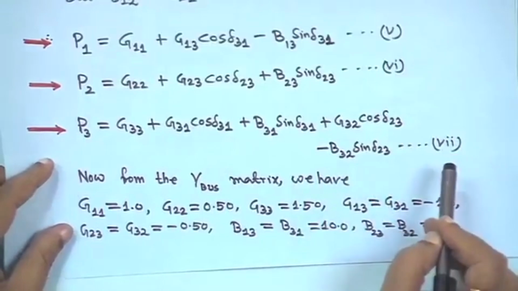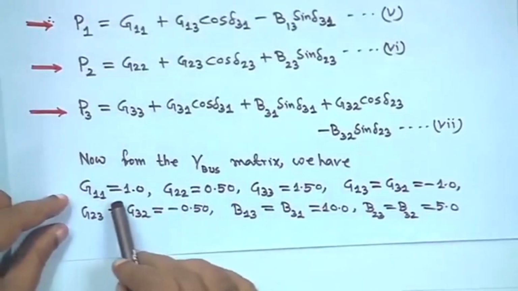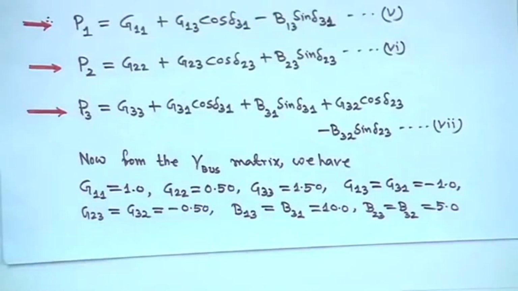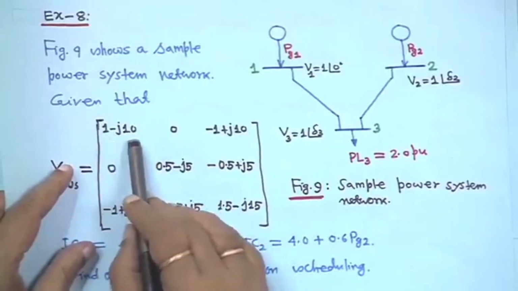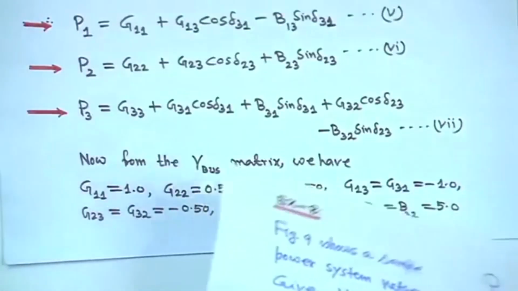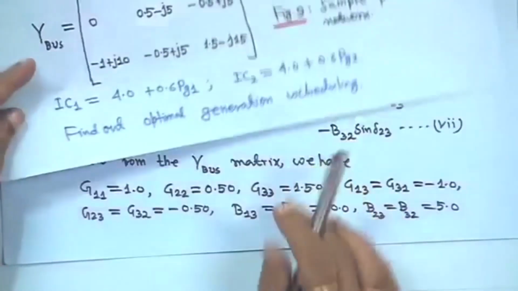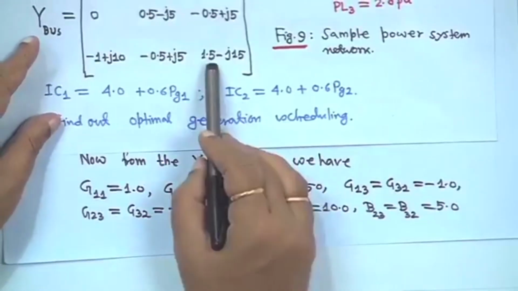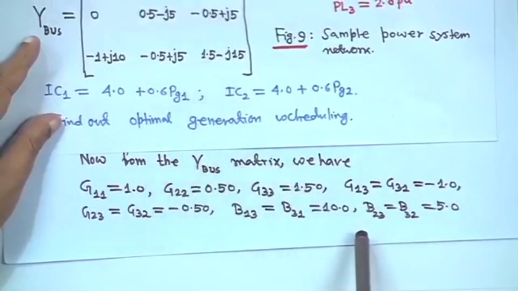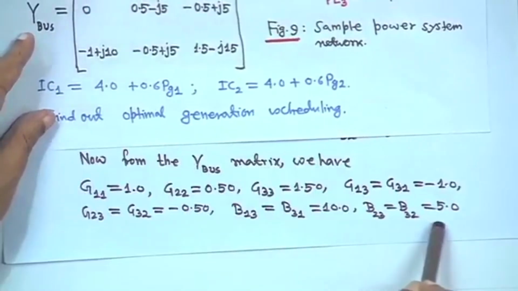This is equation 7. Now, from the y bus matrix you have the data, right. This is g 1 1 is 1, and b 1 1 is minus 10, right. Sorry, g 1 1 is 1, then g 2 2 is 0.5 and g 3 3 is 1.5, right. Similarly, b 1 3, b 3 1, b 2 3, b 3 2 are all given and required.